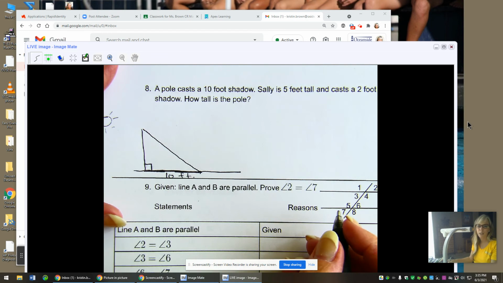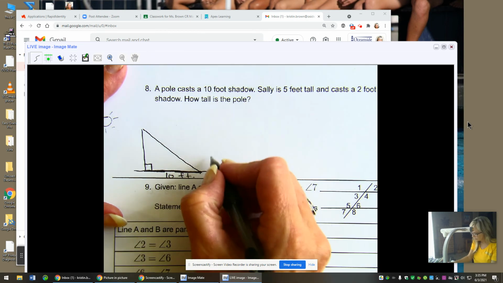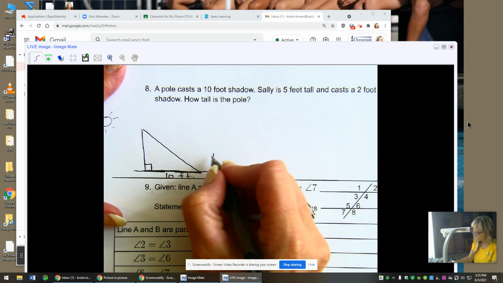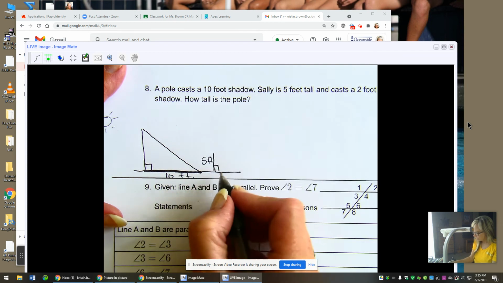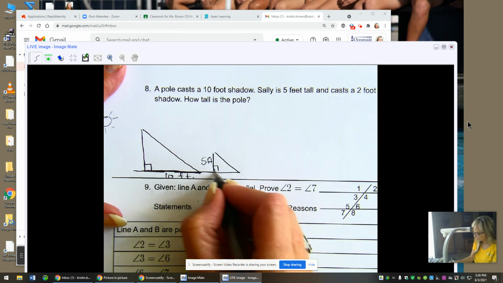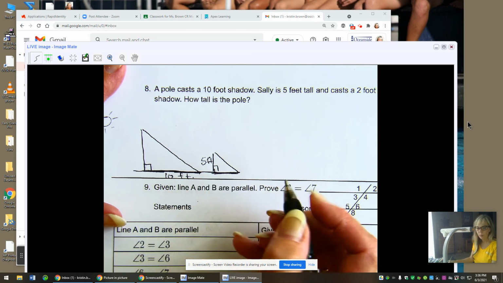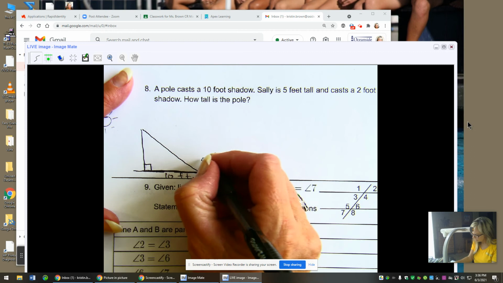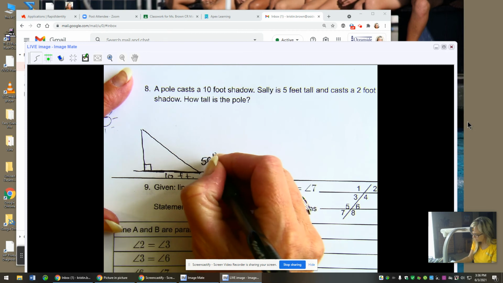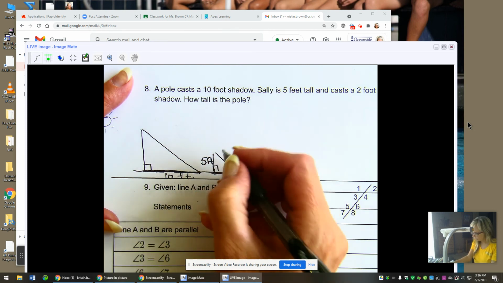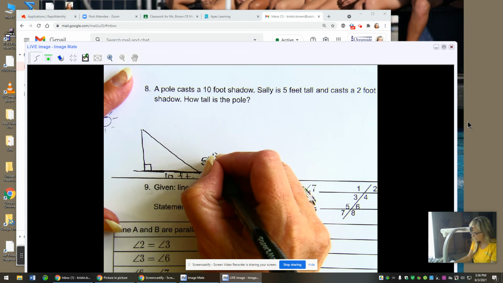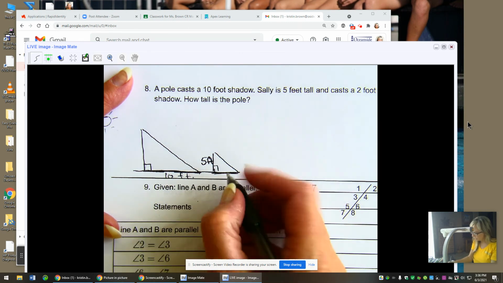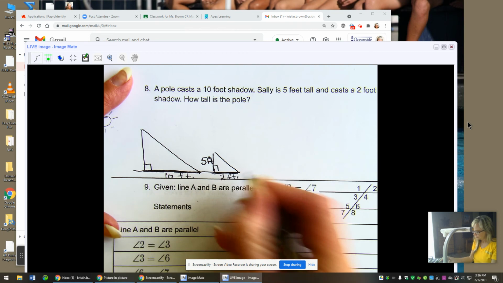It's a 10-foot shadow. Sally is 5 feet tall. There's Sally right here. She's standing straight up and down, hopefully. And she is 5 feet tall. And she creates a shadow. My diagram isn't going to be perfect. It's an FT for feet. Anyway, I'm trying to fix it. It's 5 feet. She creates a shadow that is 2 feet.